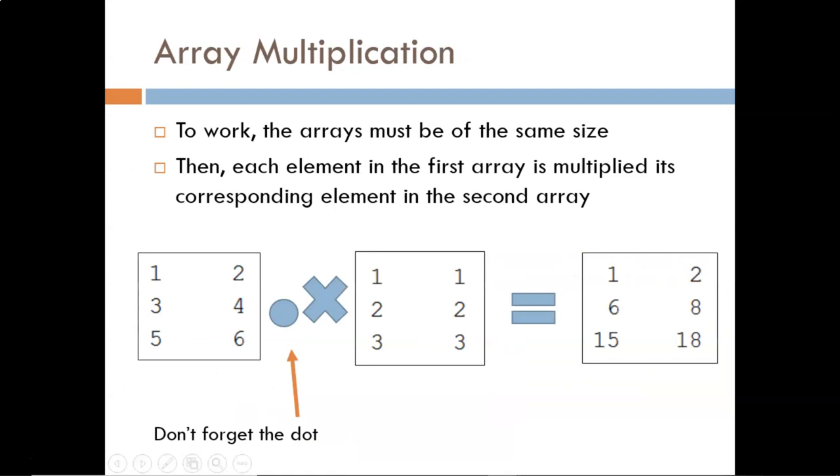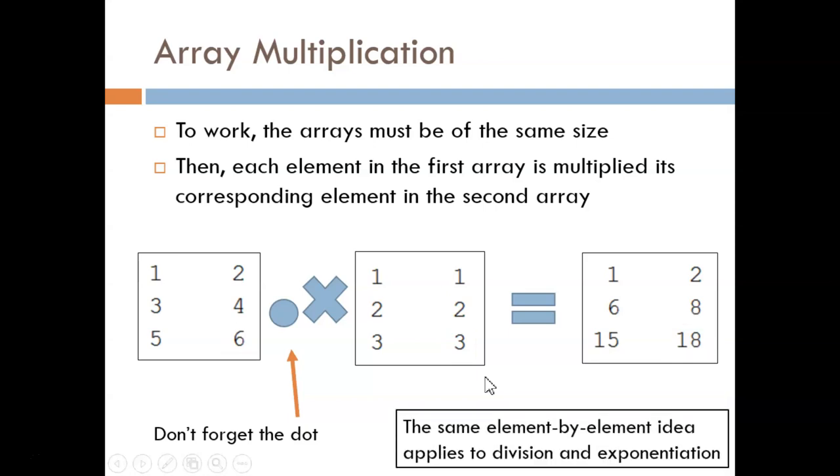Here we see an example of array multiplication. To work, the arrays, either vectors or matrices, must be of the same size. Let's look at the top left corners. 1 times 1 gives us 1. And for the bottom right corners, 6 times 3 gives an output of 18. The same pattern holds for all the other indices. Also, the overall process is used for array division or array exponentiation. Just remember to include the dot before the operator.